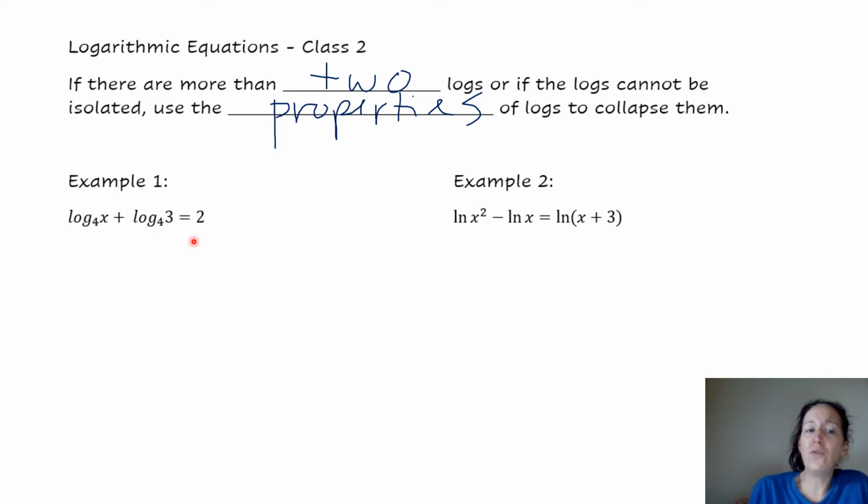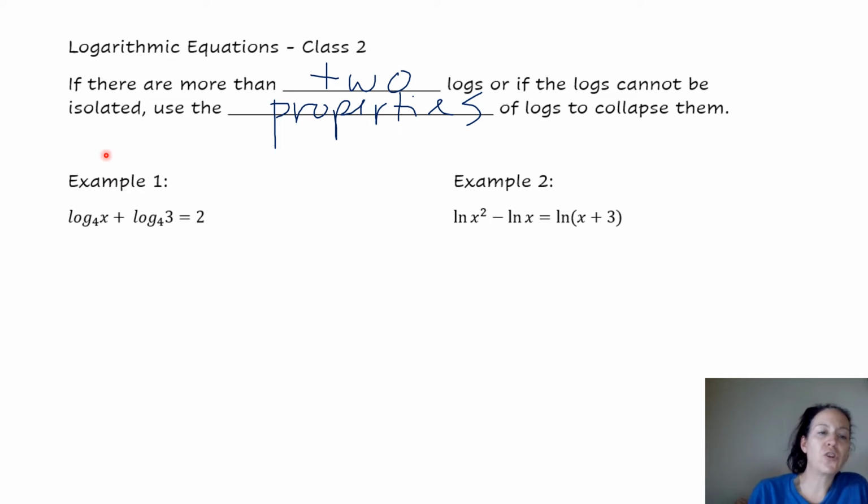So I could move the log over to the other side, but it's still not going to be isolated because the 2 is over there. I can move the 2 out, but then the other log isn't isolated. So hopefully you can see what we mean there. So in this first one, we want to use the properties of logs to collapse them.